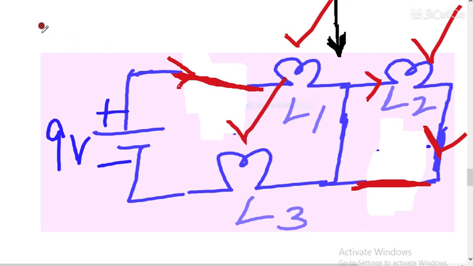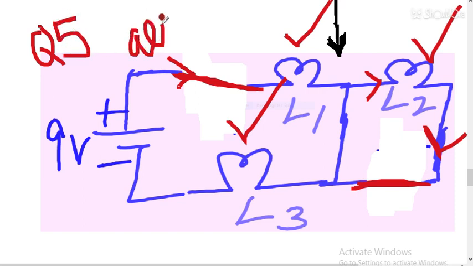So in question number 5, you can note down, all the lights will glow. So all the lights will glow in question number 5. I am repeating, all the lights will glow in question number 5.